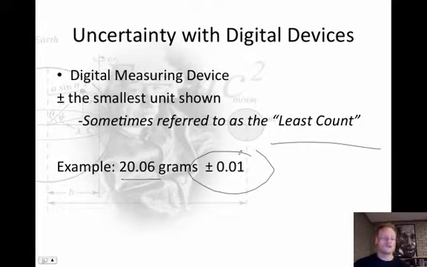The second rule is that the last decimal place of a measurement must be the same as the decimal place of the uncertainty. Well, what does that mean?